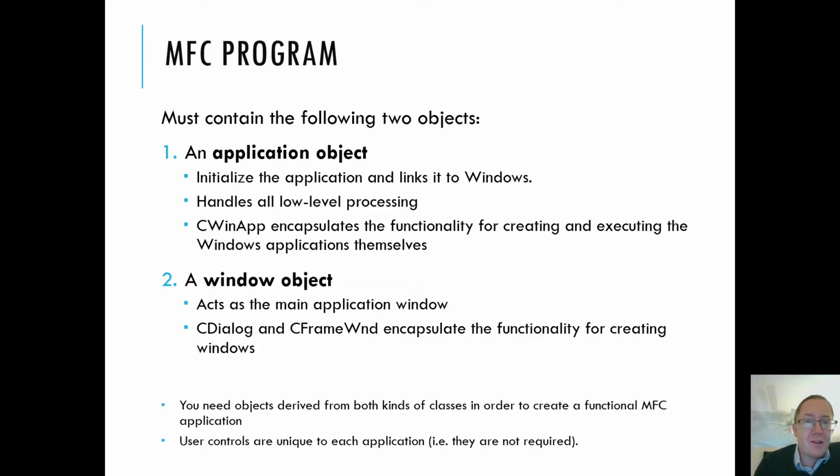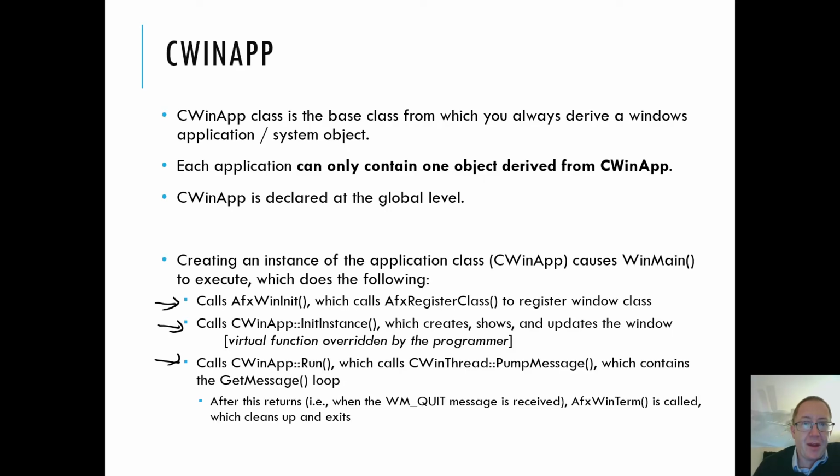So we have a Windows object, we have an application object, and we initialize them. The application object handles all the low-level processing. We don't need to touch it. The Windows objects handle CDialogs and CFrameWindows. They encapsulate functionality for creating a particular window, creating a particular dialog, and you can play around with it. You can add controls. I forgot to remove these little arrows that I was going to put in there earlier.